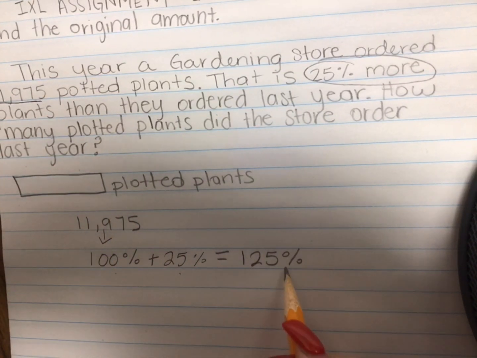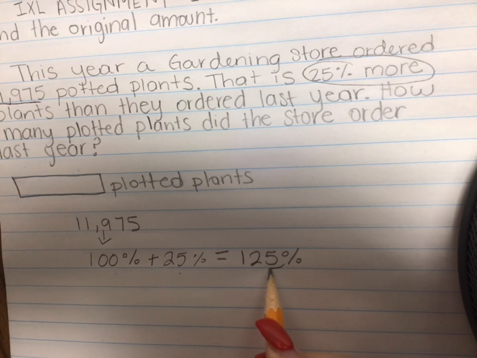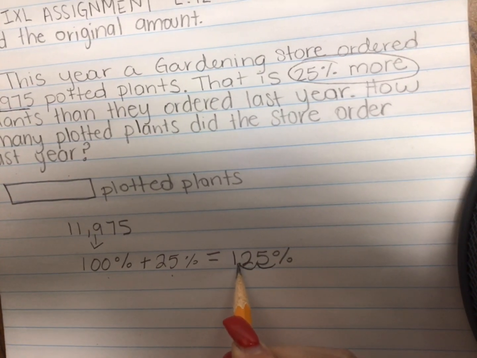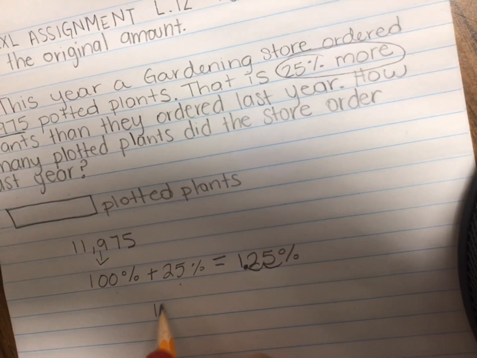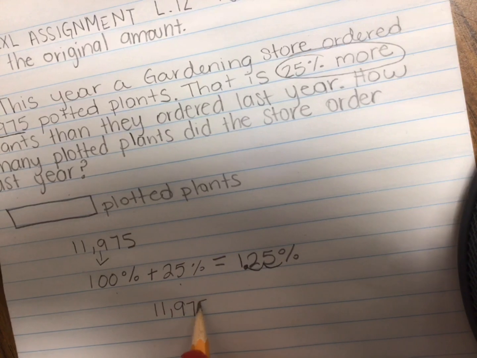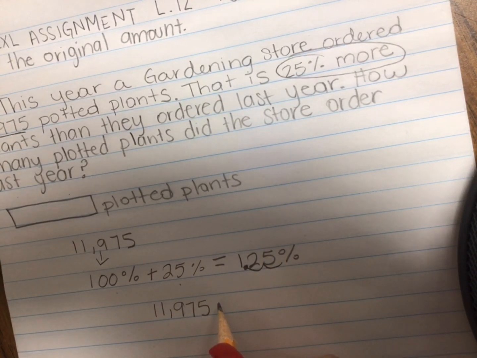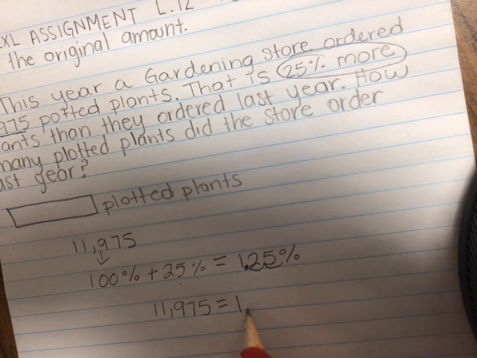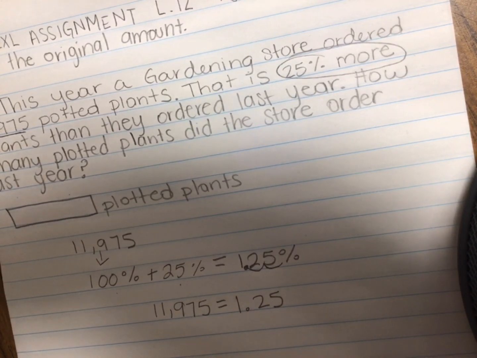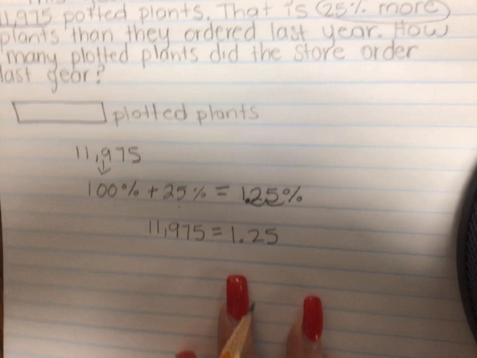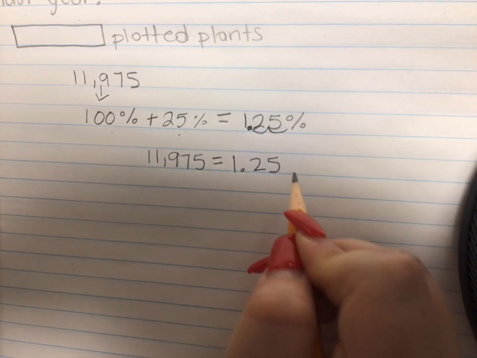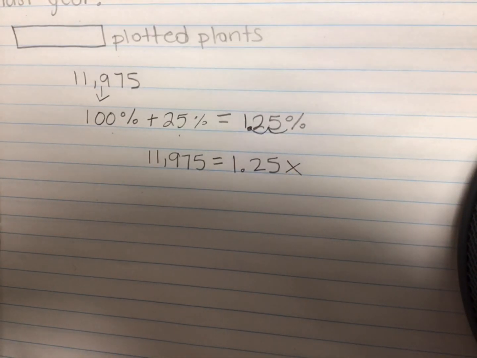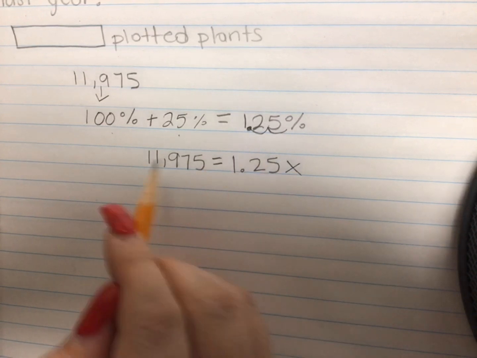So what you're going to do is make this percentage a decimal. You move it over twice to make it into a decimal. Then your amount from this year, 11,975, equals your decimal, 1.25. Not percent, that's a decimal now. So once you have that down, you're looking for the plants you planted last year. Since you don't know that amount, you're going to put an X for the amount you don't know. So now you have an equation.